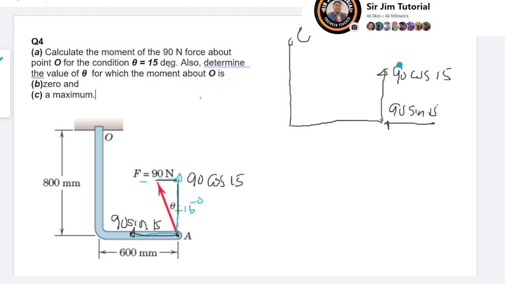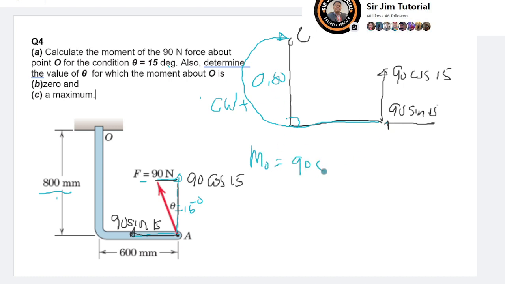Okay, let's get the distance. For this 90 sine theta, if you are going to rotate going here, so that is clockwise. Okay, clockwise meaning positive. Its distance, which is perpendicular, should be this one. Okay, 800 millimeters or 0.8 of a meter. So you can write moment at O, 90 sine 15 multiplied by 0.8.